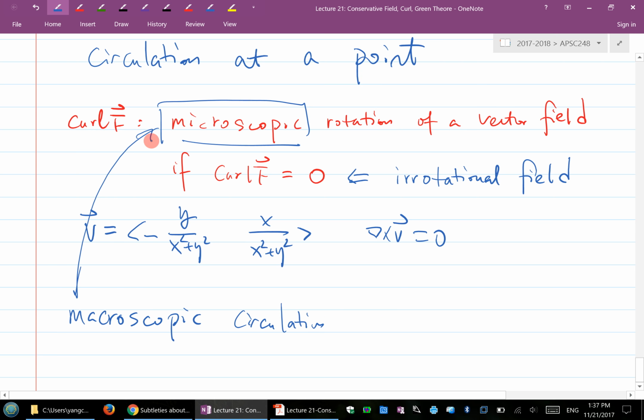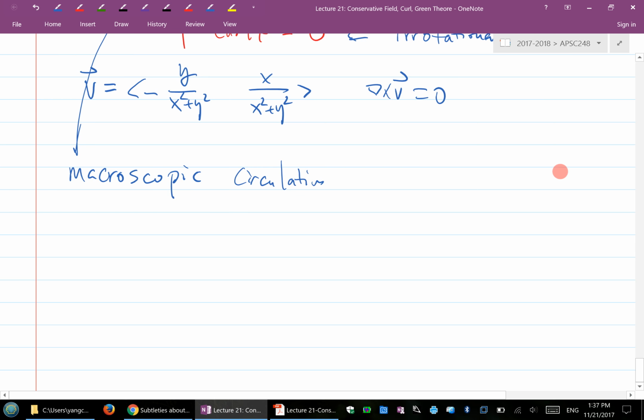Is that good? So in terms of curl, if I wanted to use one sentence to summarize: curl describes circulation information at a point, a microscopic circulation for a vector field. That's basically what it is. Any questions?